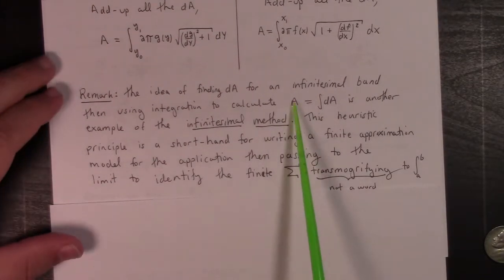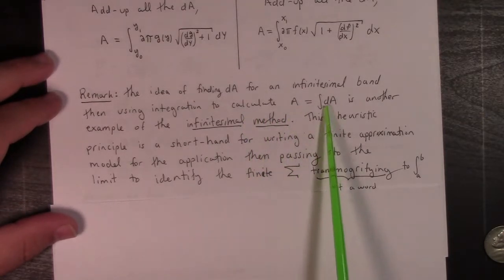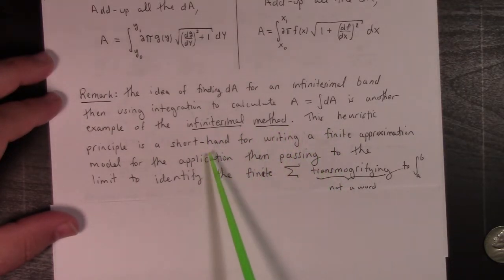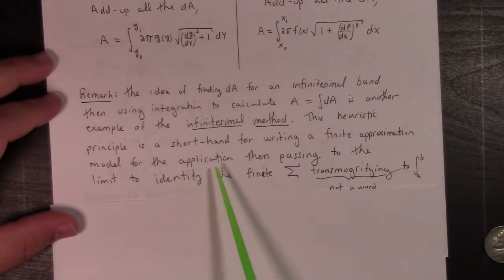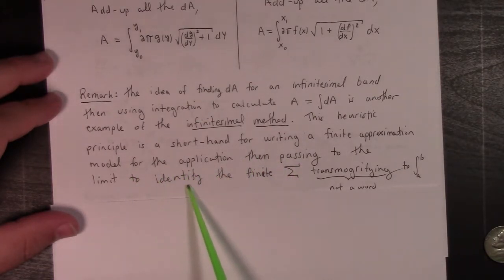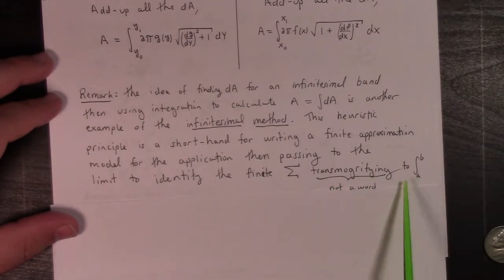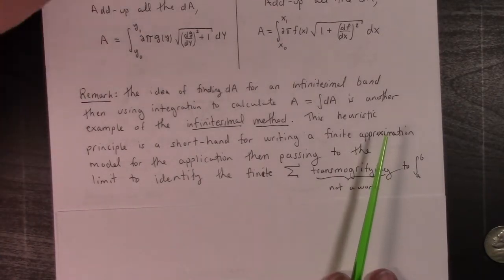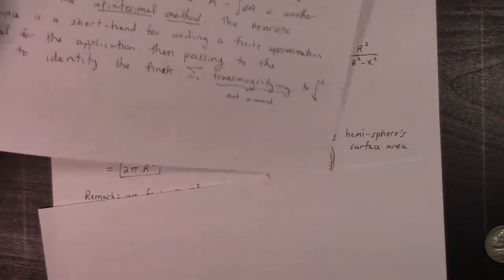All right. Now, another remark. The idea of finding dA for an infinitesimal band, then using integration to calculate A from the integral of dA, is yet another example of the infinitesimal method. This heuristic principle is a shorthand for writing a finite approximation model for the application, then passing to the limit to identify the finite sum, transmogrifying into an integral, a definite integral.